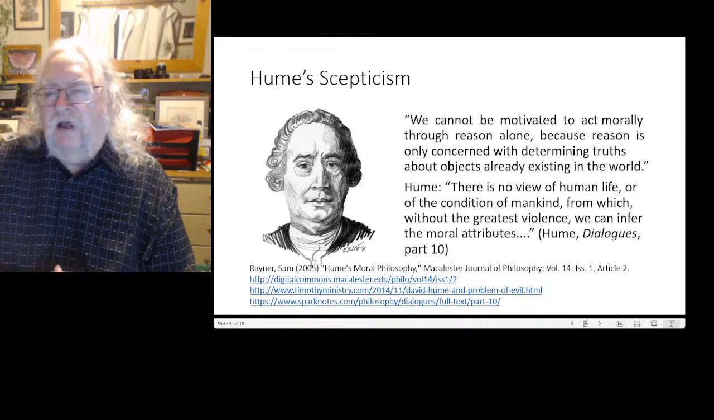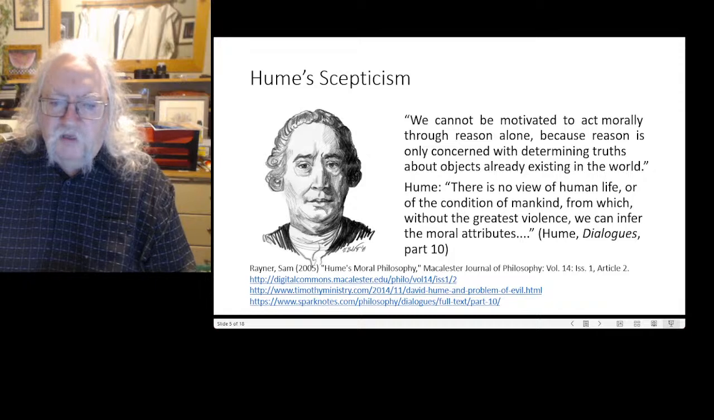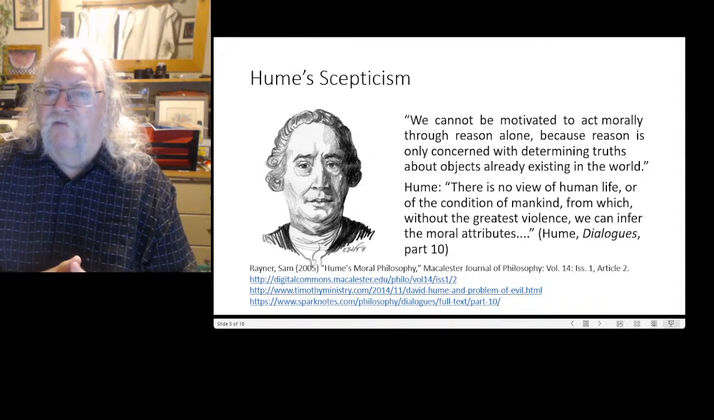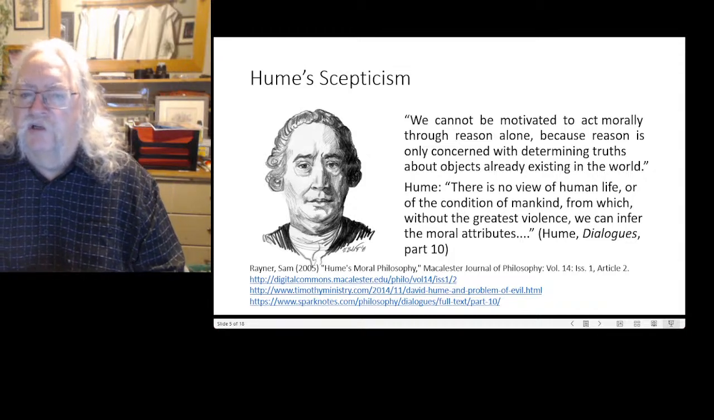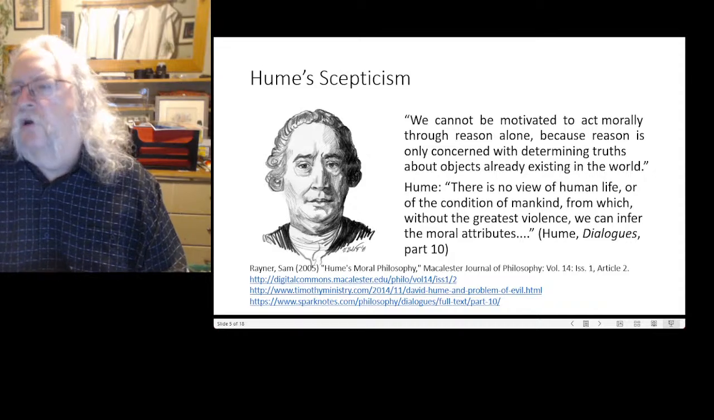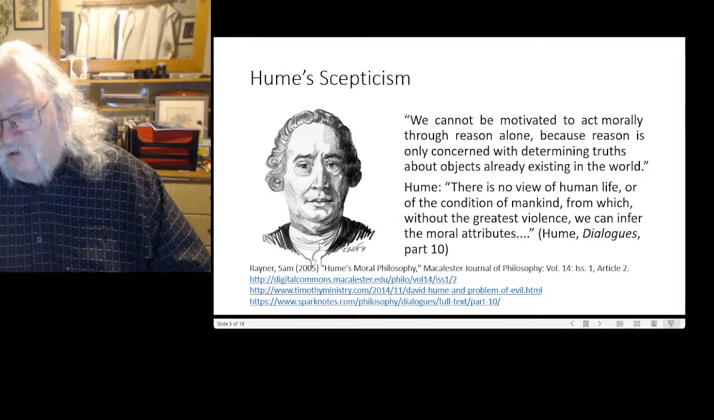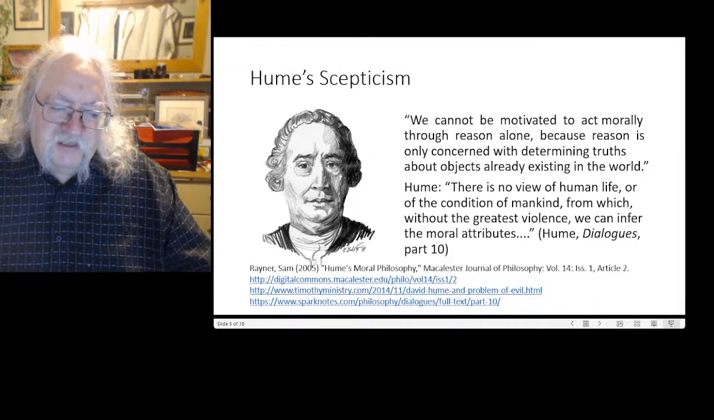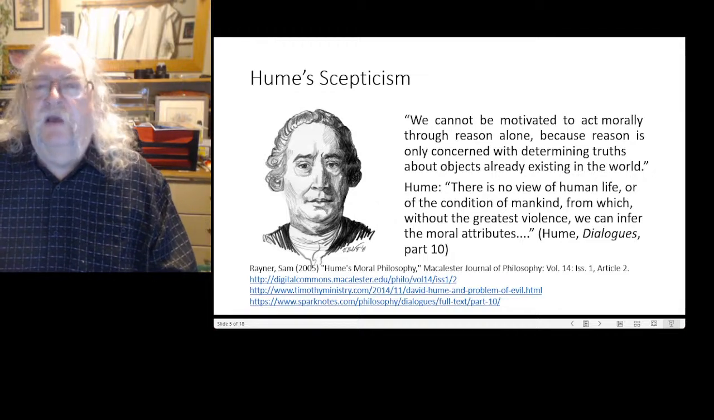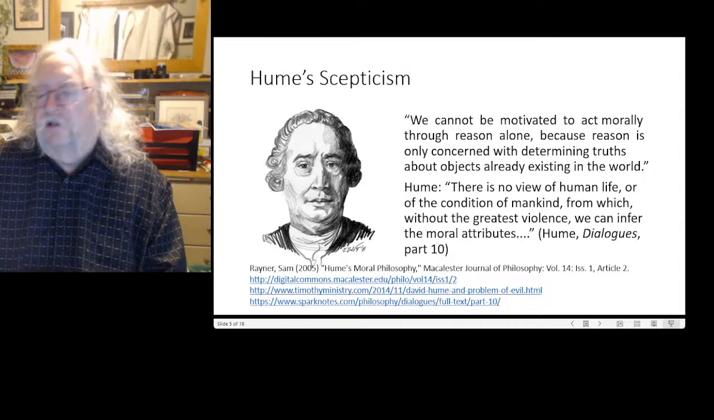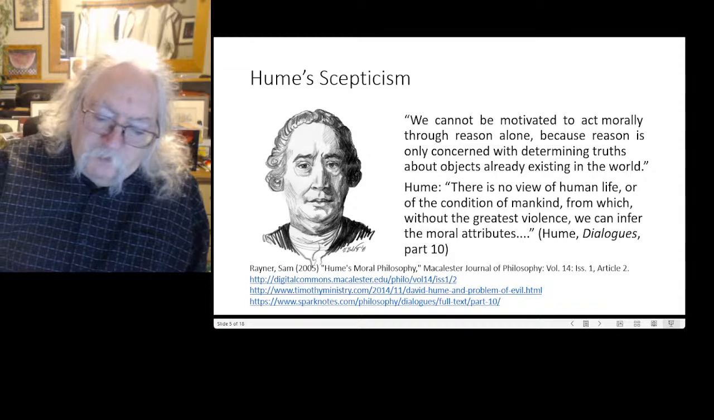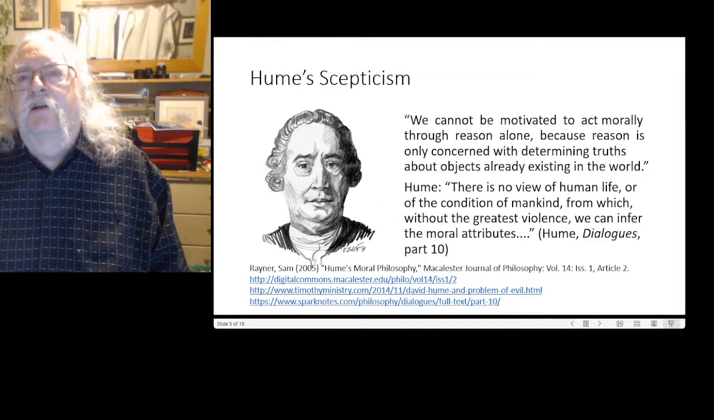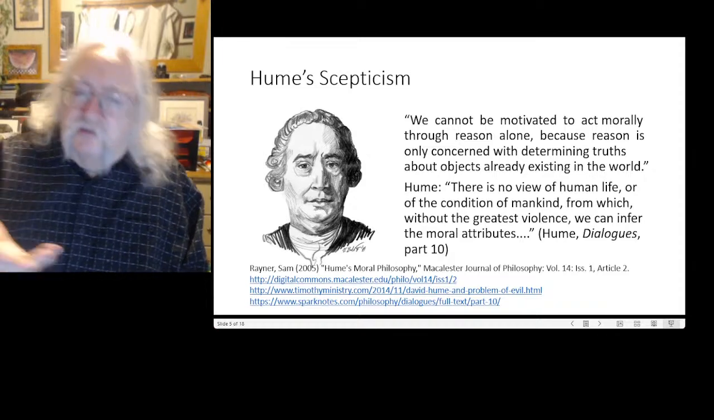And similar sorts of things are happening with respect to moral knowledge. In the summary by Sam Rainer, we read, we cannot be motivated to act morally through reason alone because reason is only concerned with determining truths about objects already existing in the world. This is in reference to the principle that one cannot derive an ought from an is. And it's the idea that these are two different domains of knowledge. It's similar to the argument regarding causation. It doesn't mean you can't infer from the way things are to the way things should be. There are ways of doing that, but it's not a reason-based inference. It's not a logical deduction.